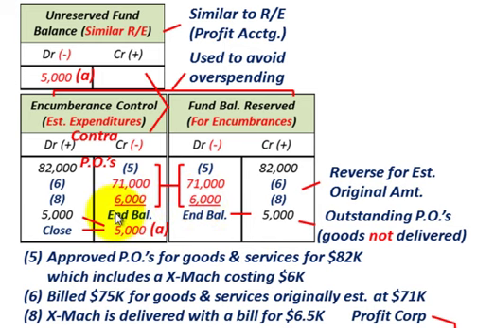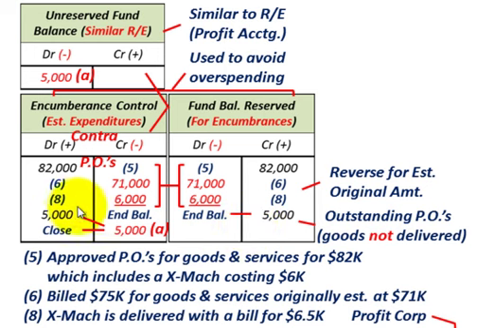Okay, so what we've done here, we come to the end of the year, let's just say, and how this encumbrance control works is that you net out your debits and credits. In this case, we have a $5,000 ending balance. We have $5,000 worth of estimated expenditures still outstanding. So this balance at the end of the year, same for our fund balance reserve, is based on any outstanding purchase orders for any goods or services not yet delivered.